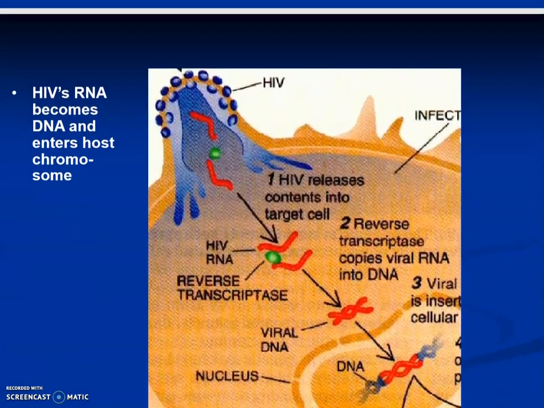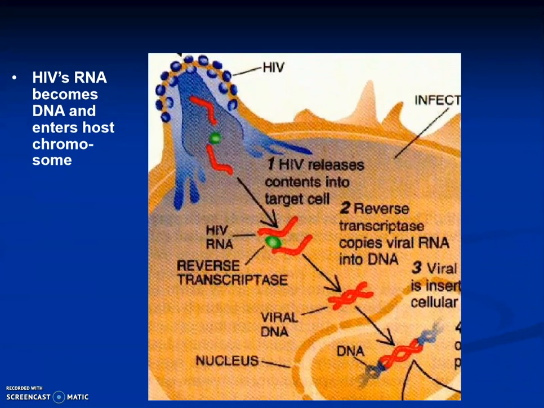So here is how HIV gets in. HIV will basically latch on with the GP120 protein onto the CD4 plus receptor on T helper cells, and then its genetic material, the RNA, will go into the cell. Reverse transcriptase, this enzyme, will convert the RNA back to DNA, and then the DNA gets incorporated into the host cell genome.